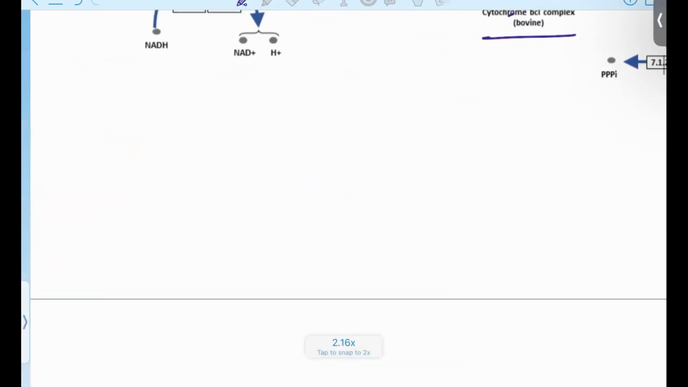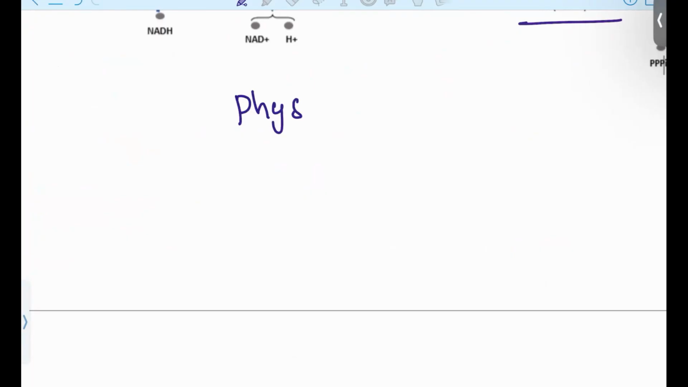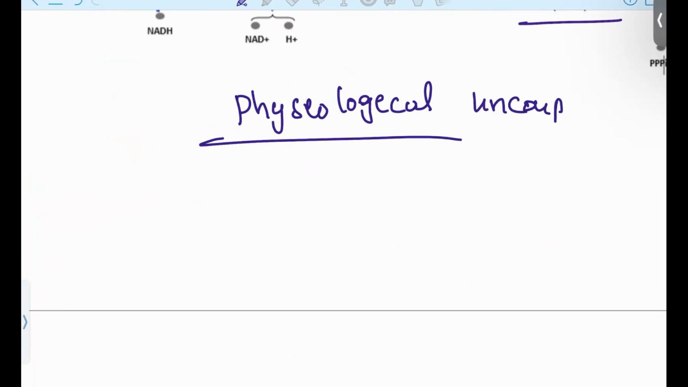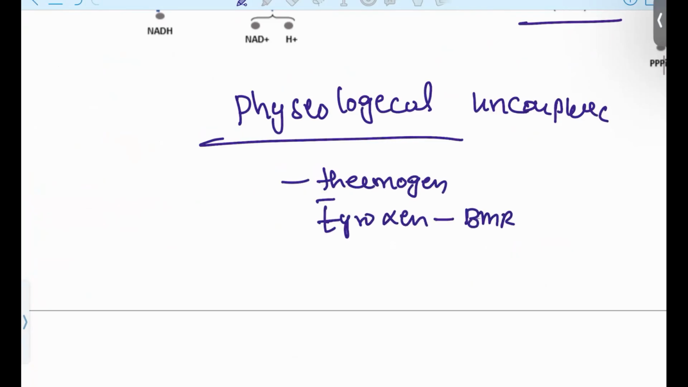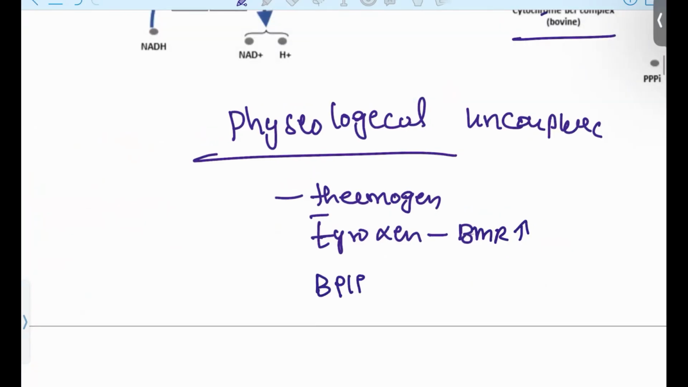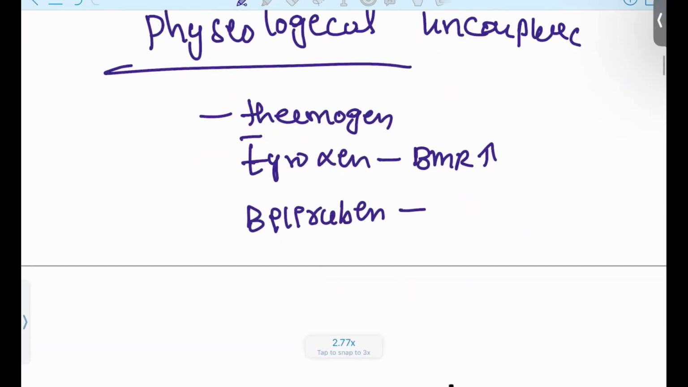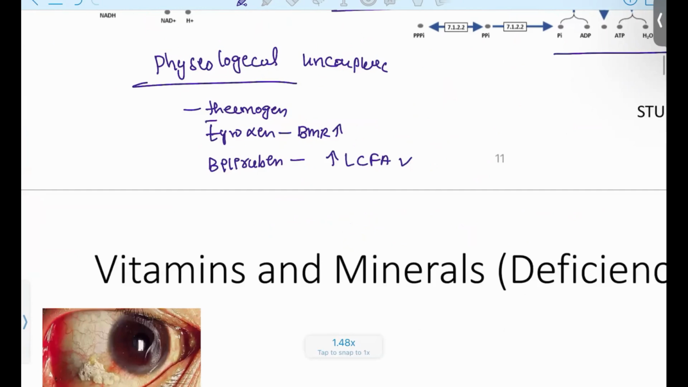They are thermogens also, physiological uncouplers. What are these physiological uncouplers? Most commonly fever. Fever will cause increased thermogenesis, right? And another T, that is thyroxine. Increased thyroxine means the basal metabolic rate is increased, that will also lead to physiological uncoupling. And also bilirubin, so liver function derangement can also lead to physiological uncouplers. Along with that, increased long chain fatty acids can also lead to physiological uncoupling. Okay, remember these example cases.